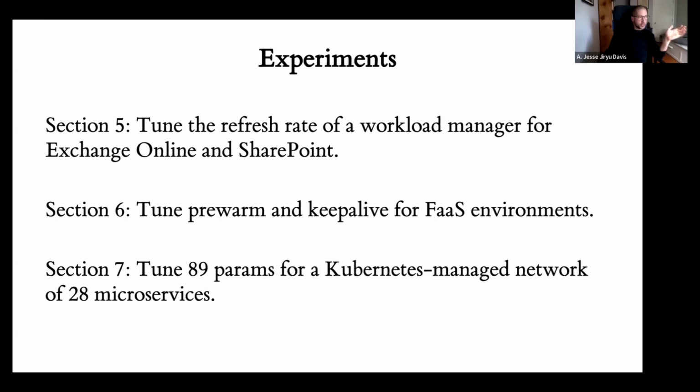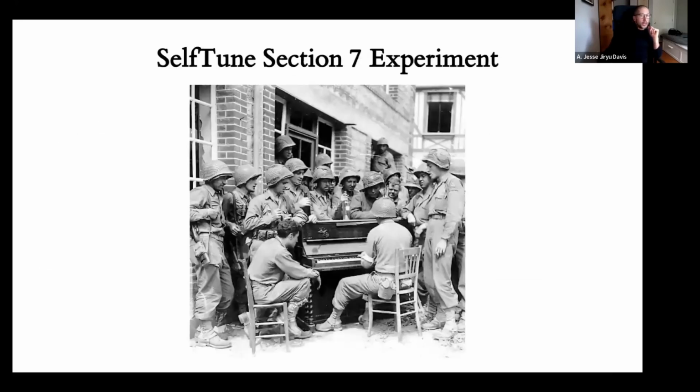And then section 7 is the big one. They're tuning about 89 parameters for a Kubernetes managed network of 28 microservices. This is what I really wanted to see it do because this seems like a pretty realistic situation for a medium to large company, and also this is the kind of intractable complexity that you want some kind of machine learning to get you out of. And so I wanted to see how well it would do. So that's what I'm going to concentrate on here.